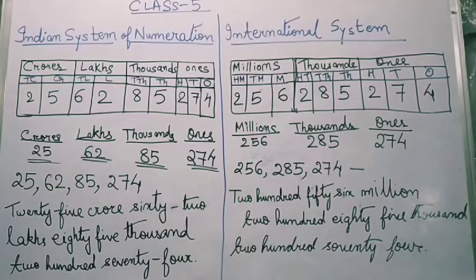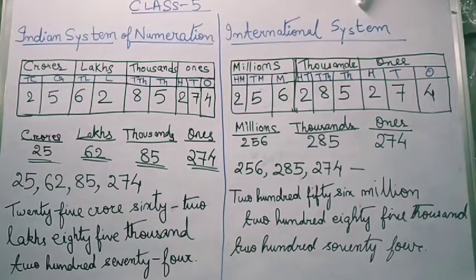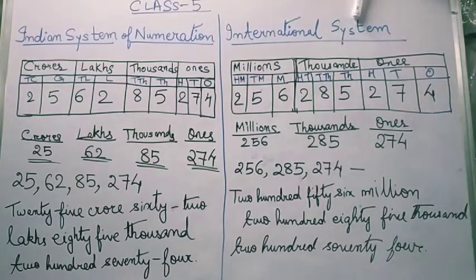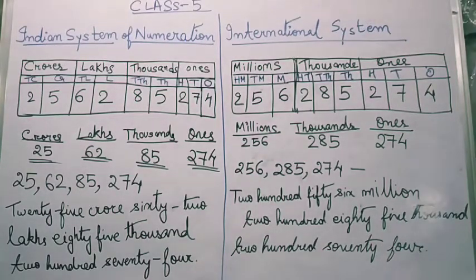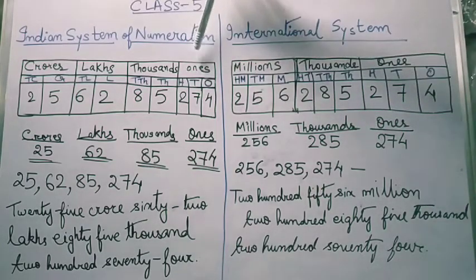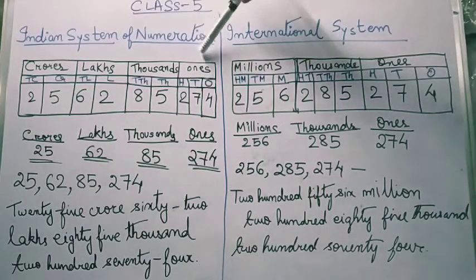So, today we will learn about the Indian system and international system of numeration. Here I have written both Indian system and international system. In this part I will show you the Indian system, and in this part I will show you the international system. Now you see, as shown earlier, the place value chart of Indian system.